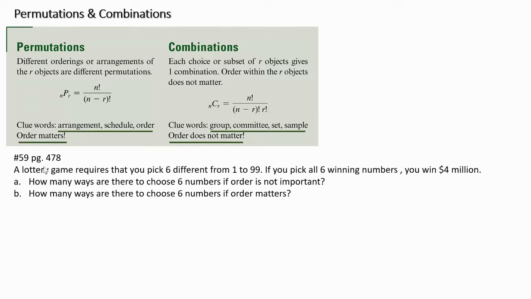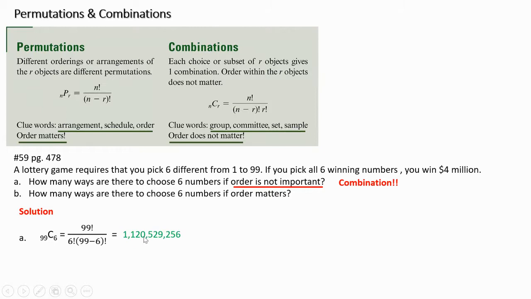This is number 59 from page 478. It says a lottery game requires that you pick six different numbers from 1 to 99. If you pick all 6 winning numbers, you win $4 million. How many ways are there to choose 6 numbers if order is not important? So what we're going to do here for part A, the order is not important, so it's going to be a combination. There's 99, so it's going to be 99 combination 6. I just plug this in the calculator. So that's the answer right there.